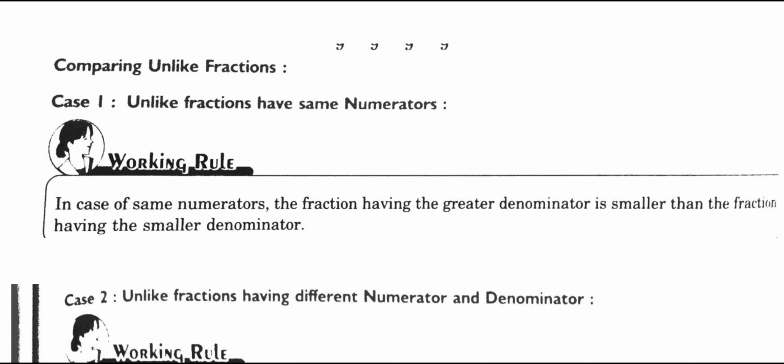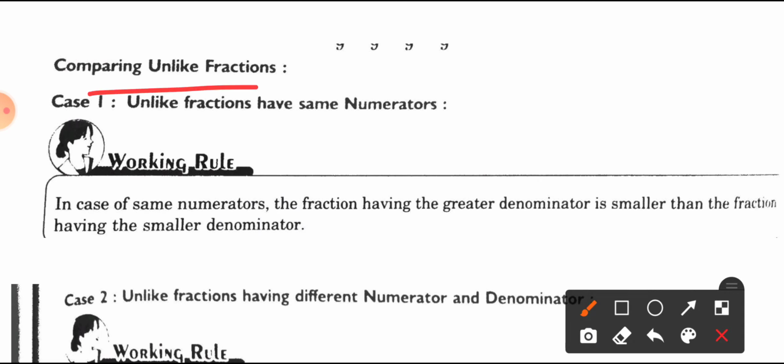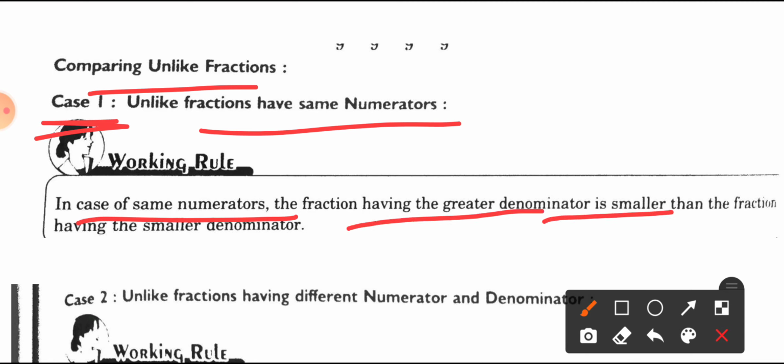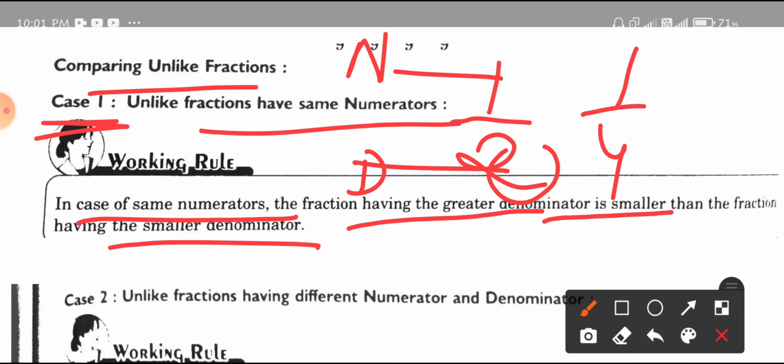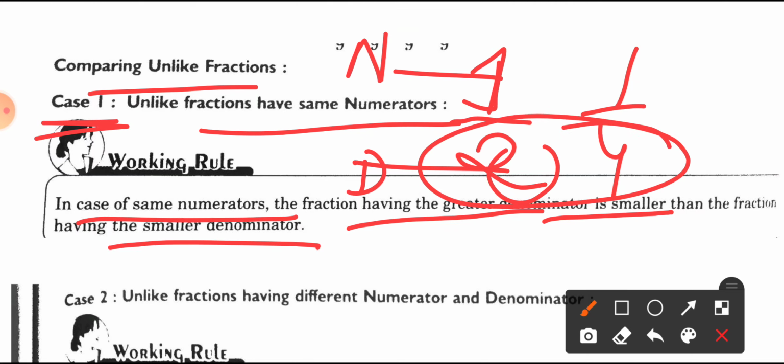Then next is how to compare unlike fractions. Unlike fractions means which have different denominators. There are two cases. Case 1, unlike fractions have the same numerator. In place of the same denominator, if they have the same numerator, then how to compare? In case of the same numerator, the fraction having the greater denominator is smaller than the fraction having the smaller denominator. Let us see one example: 1 by 2 and 1 by 4. Here these are the denominators and this is the numerator. You can see the denominators are different but the numerators are the same.